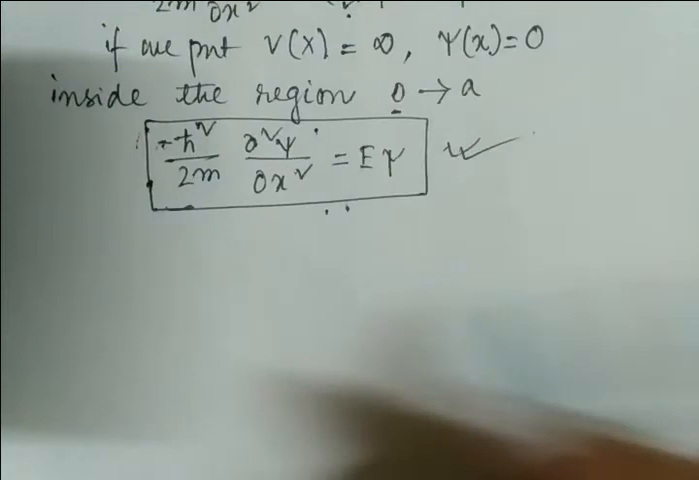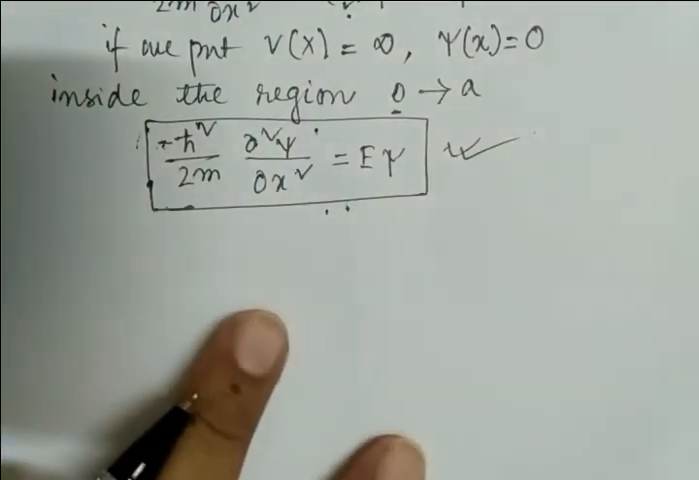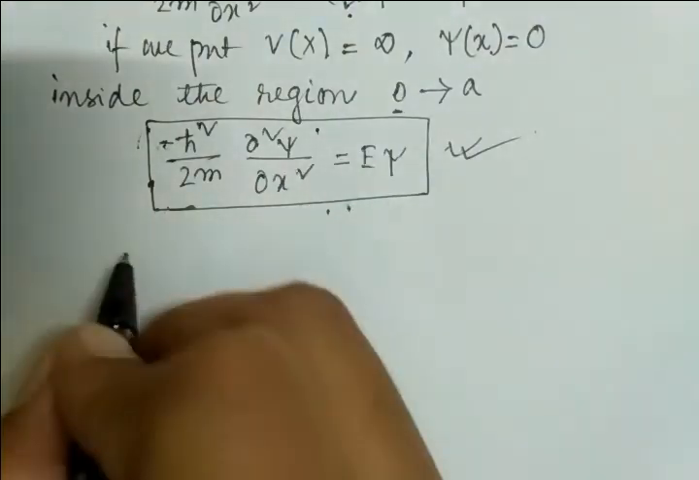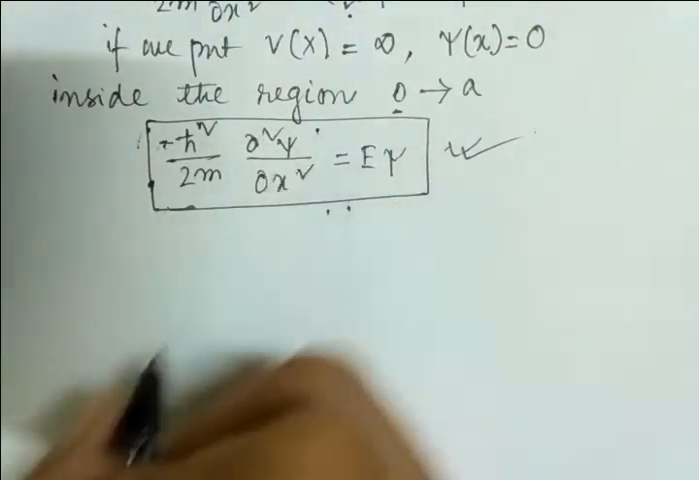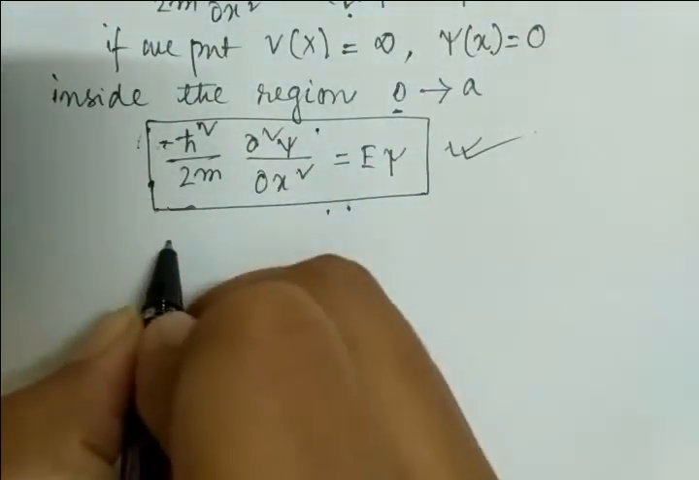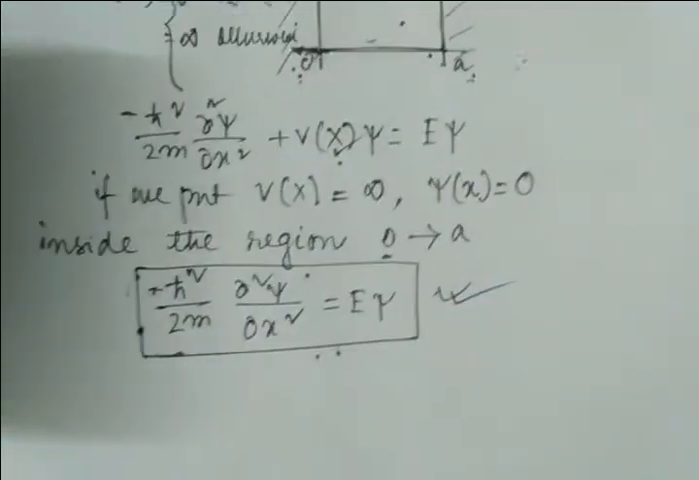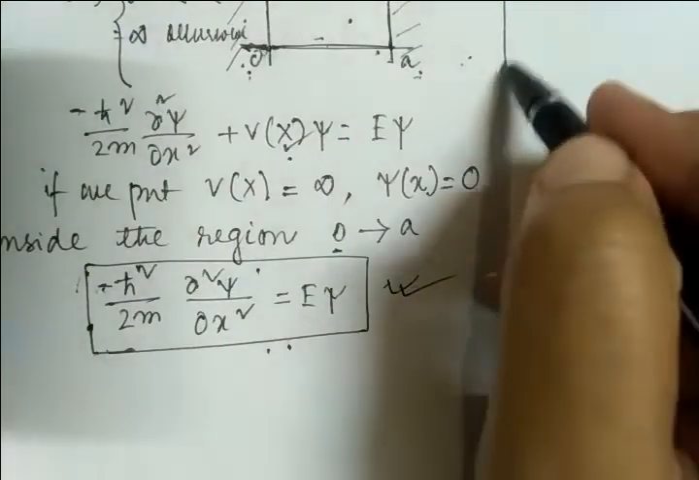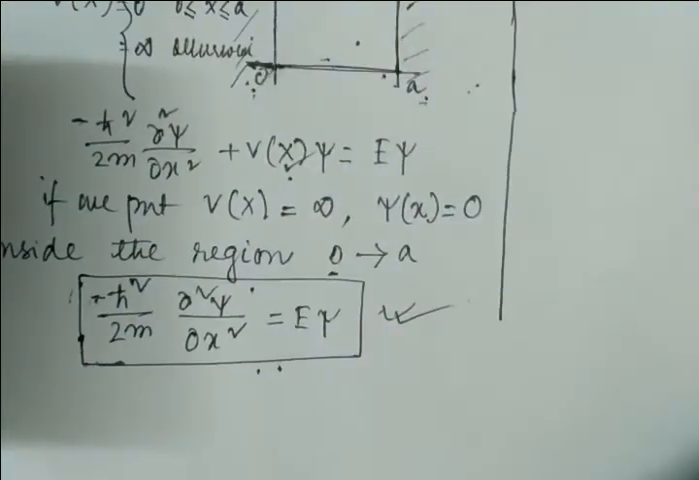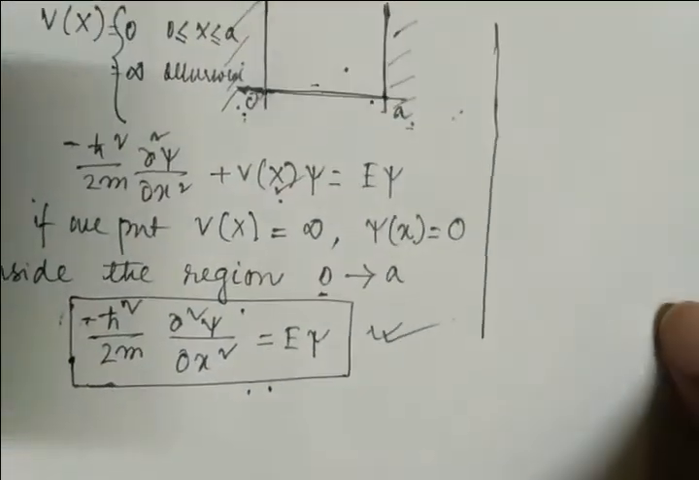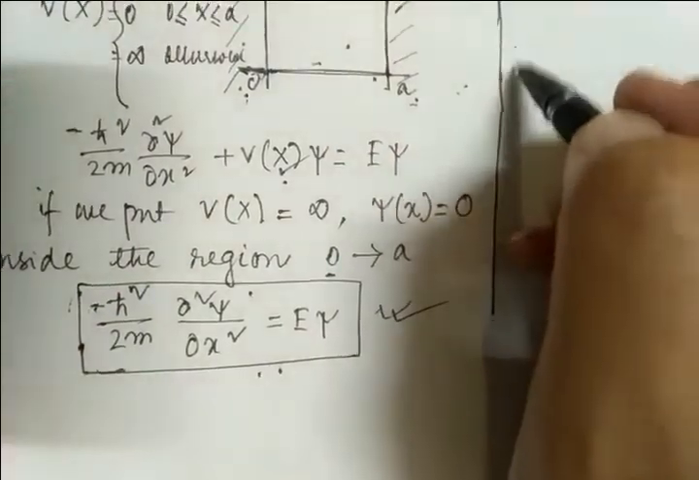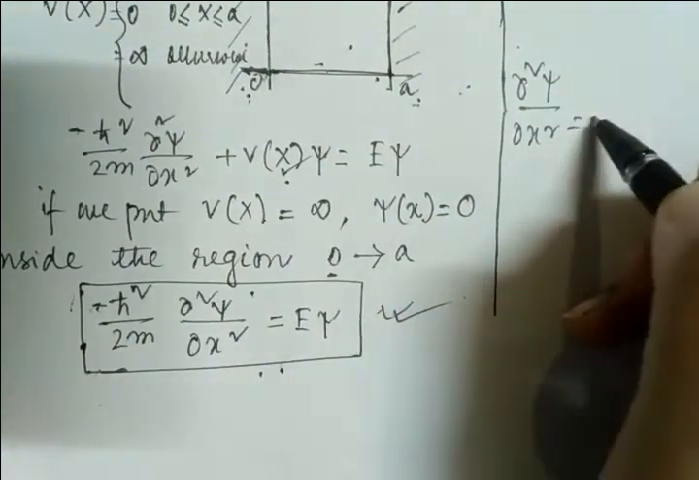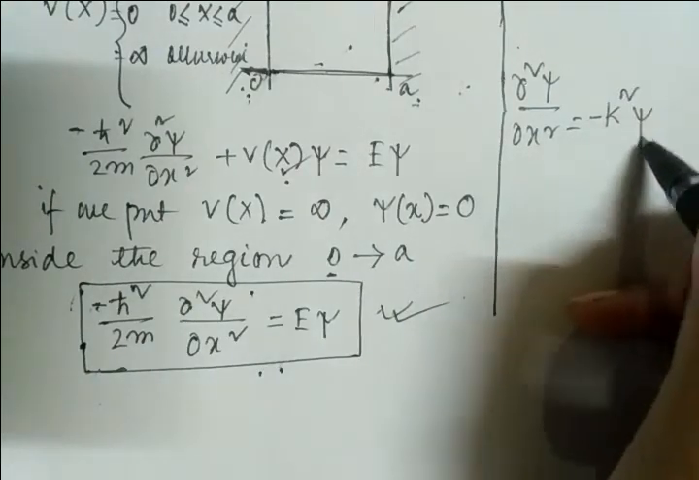Everyone should know what is the general solution of the differential equation of the second order, because this is a second order equation, del 2 psi, the power of 2. So what is the solution? Here is a blank page, so I must write over here. What is the general solution? This is del 2 psi by del x2 equal to minus k square psi.